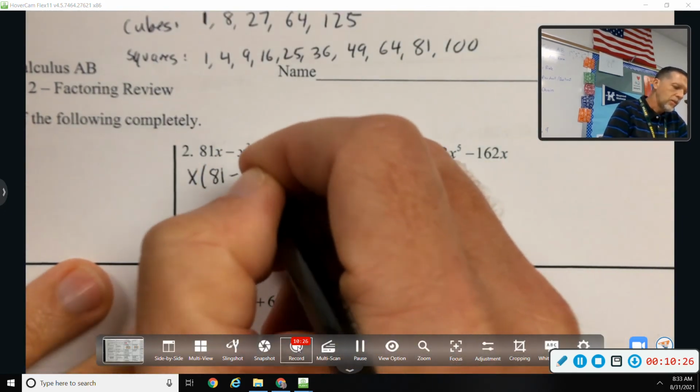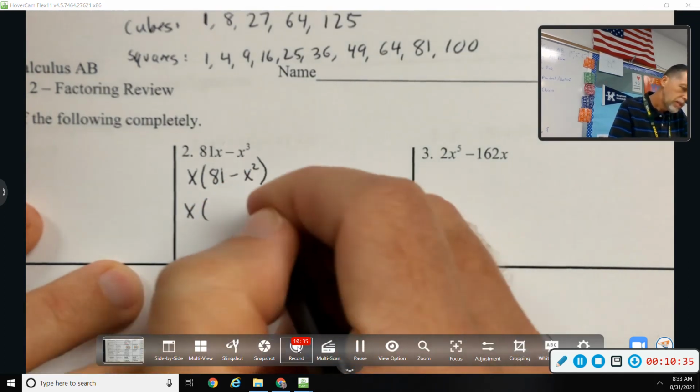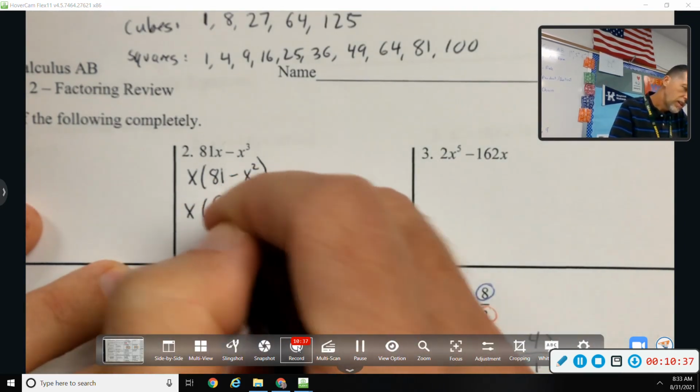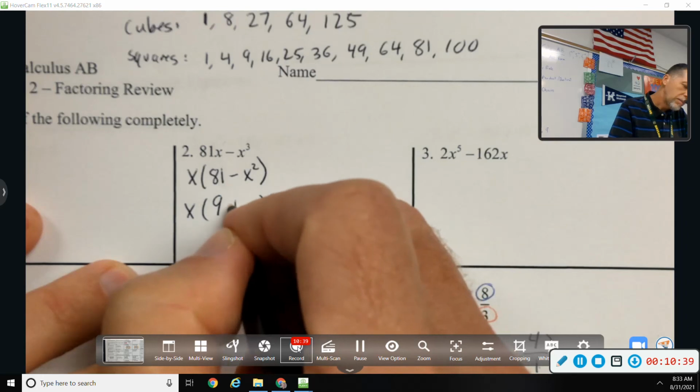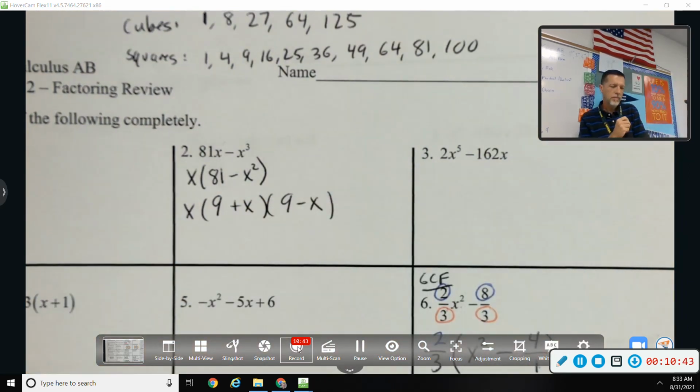81 minus x squared. And this one looks a little bit weird maybe because usually the x squared is first, but it still works the same way. And then 9 plus x and 9 minus x.